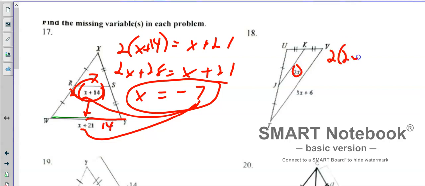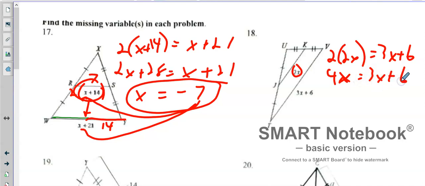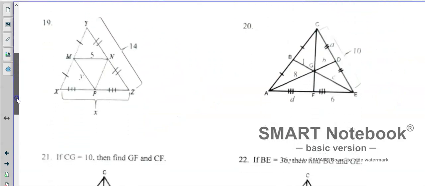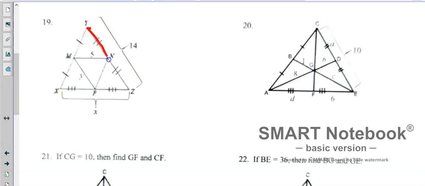Okay? 18, same thing. It's going to take 2 of these to equal 3x plus 6. So that gives me 4x equals 3x plus 6. Subtract 3x and get x equals 6. Final answer. Now, same idea, just it's a little messier. If this whole side is 14, then this is half of that. So therefore, y equals 7. If this is 5, then that means this is 5 and this is 5, which makes x equal to 10.